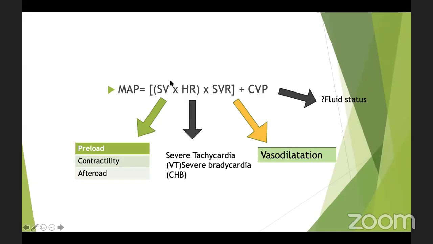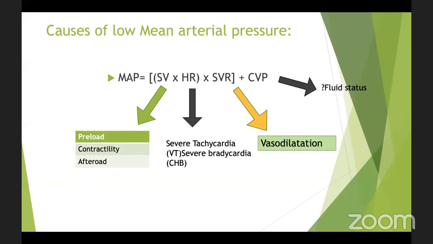So here the stroke volume can be affected by preload, afterload, and the contractility itself, because if the patient has cardiomyopathy, it will cause LV failure. This is important actually. If the patient is hypovolemic, it will also be affected. Heart rate: if there is tachycardia with some arrhythmia, or bradycardia, complete heart block, it will also decrease the mean arterial blood pressure. Systemic vascular resistance will also be affected; if the patient has shock or inflammation, there will be vasodilatation.